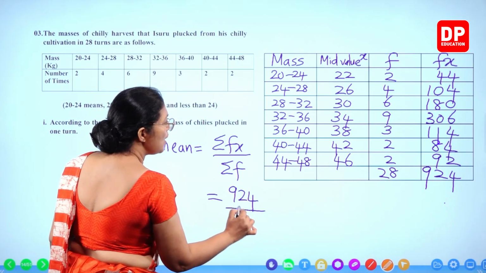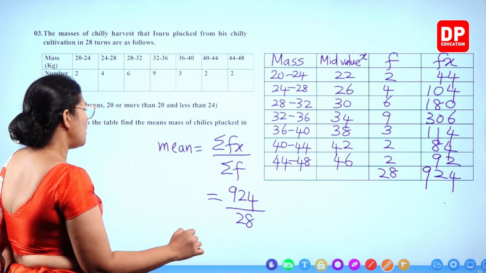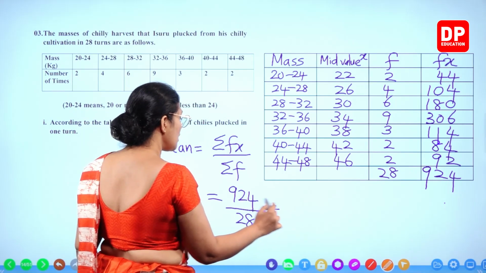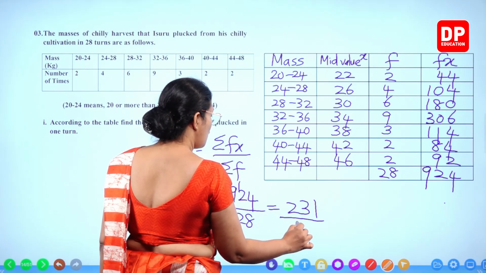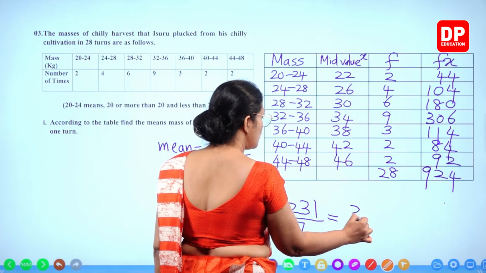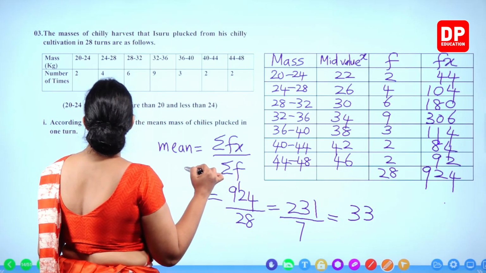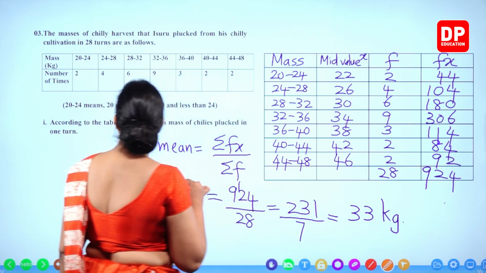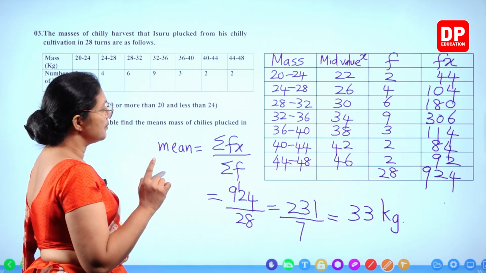924 divide by 28. Can we divide by 4 first? Yeah, we can divide by 4. 4 times 2, 8. 4 times 3, 12, 1. 4 times 7. Now we can divide by 7. 7 times 3, 21. And 7 times 3, 21. So 33 kilograms is the mean mass of chilies plucked in one turn.